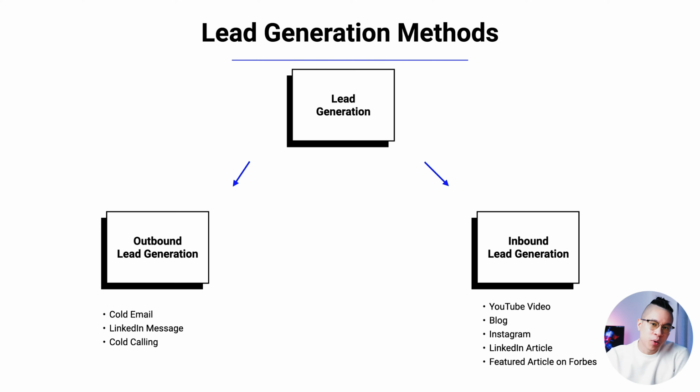Now, the second type of lead generation you can use in the B2B environment is inbound lead generation. This is when you are using things like YouTube videos, blogs, Instagram, LinkedIn articles, being featured in Forbes or any other publication, and that's when leads are coming in to you. You put out some content, people are already interested. In a way, they're raising their hand and saying, I am interested in what you have to offer. And then from there, if they capture your email or have some way to schedule a meeting to talk to a salesperson, well, that is an inbound lead.